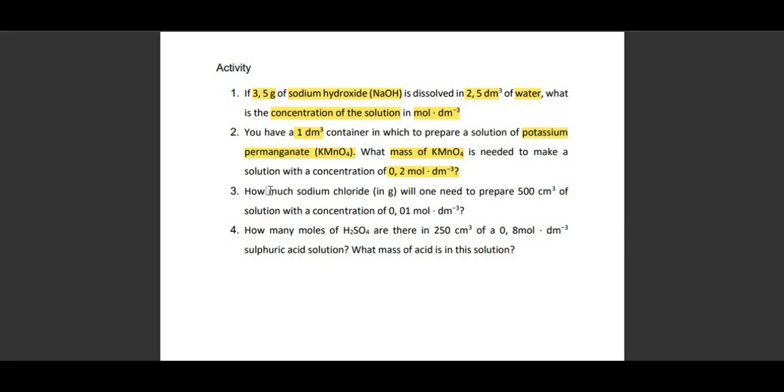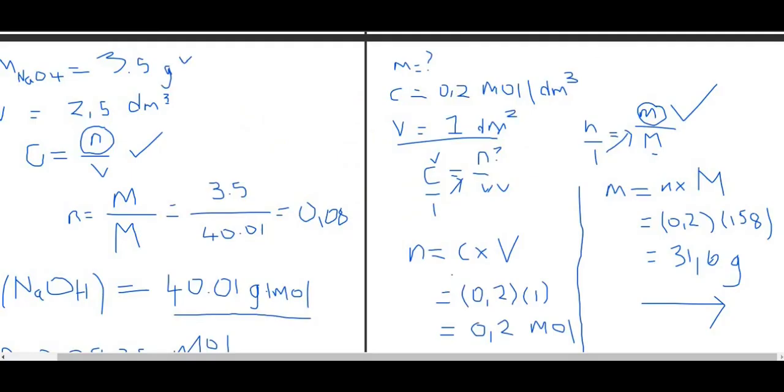So this question says, how much sodium chloride in grams? They are also asking us to calculate the mass. Will one need to prepare 500 cubic centimeters of solution with a concentration of 0.01 mole per cubic decimeters? It's more or less the same question as the one we just did. The only difference is the volume. You need to first convert. So you'll say, okay, what do I know?